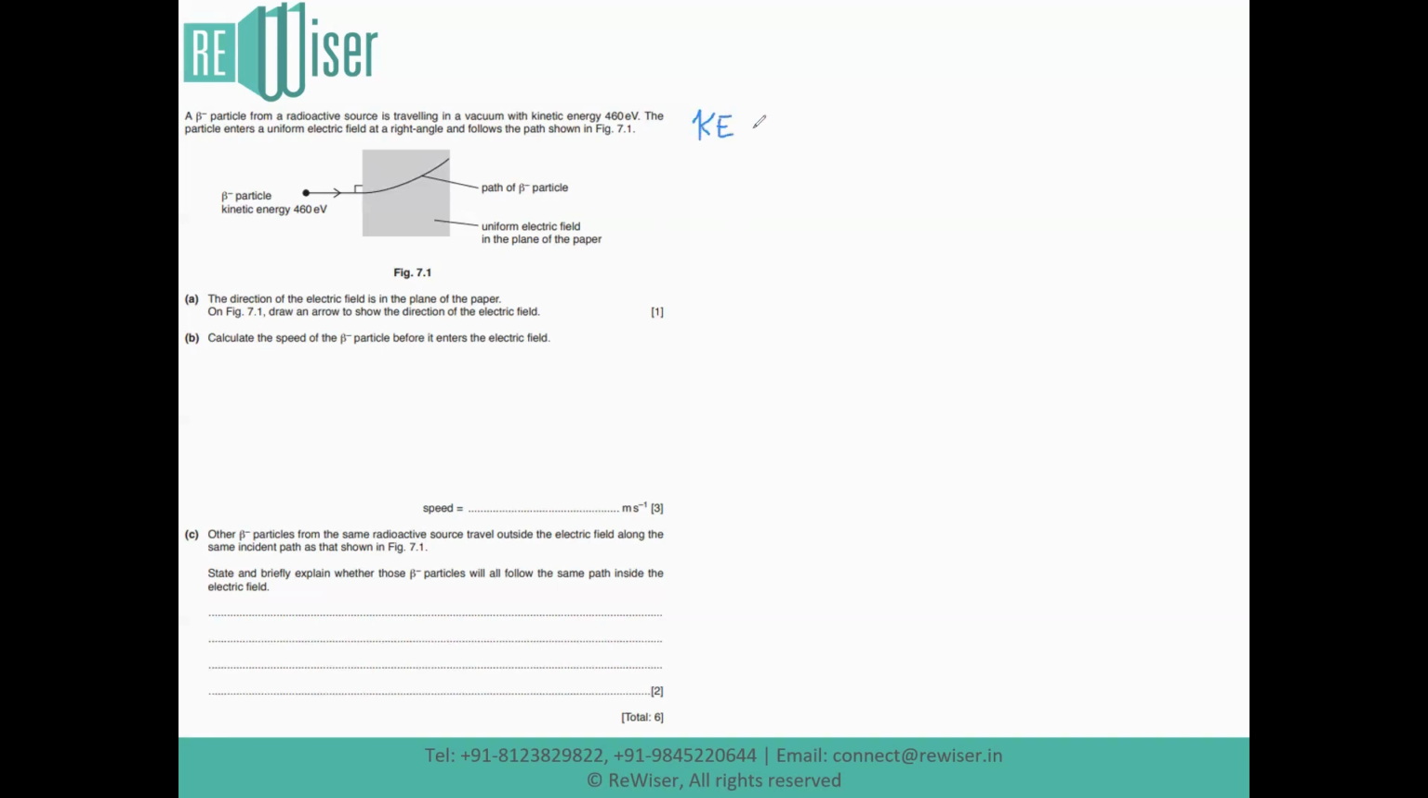The kinetic energy of the particle is 460 electron volt. We know that electron volt is not the SI unit of measure of energy, which would be joule. So the conversion is: 1 electron volt of energy is equal to 1.6 × 10^-19 joule. So to convert this into joule, just multiply this value 460 by 1.6 × 10^-19. This value then becomes expressed in terms of the SI unit, which is joule.